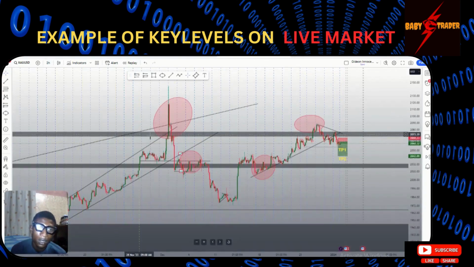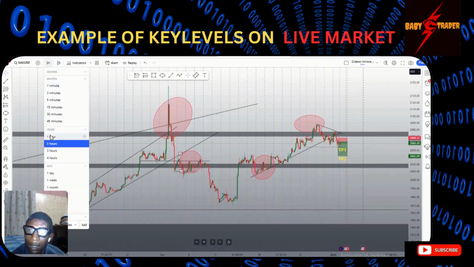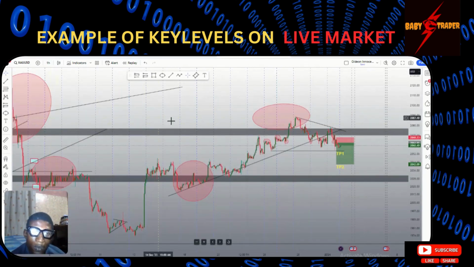Alright, still not clear, but as you can see, price broke this trend line. It breaks and retests, so I entered. These are the key levels. Let's go to the 1 hour. Yeah, so you can see the clear breakout. This is an uptrend, and this was a downtrend. When price got to this key level, it reacts and comes to the downside. So I took this trade, I caught this trade here.